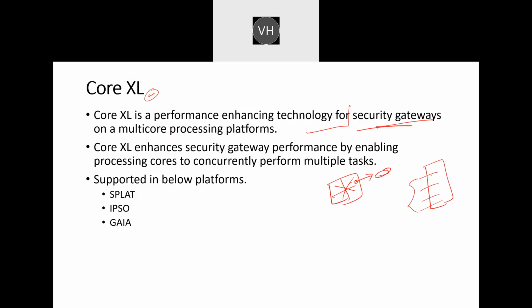So wherever we have firewalls with multi-core platforms available, Core XL will help us enhance the performance of the gateway. How is it enhancing the performance? By concurrently performing multiple tasks. Suppose you have a CPU, it is divided into multiple cores, and each core is performing multiple tasks. With the help of that, it enhances the performance. So that is about Core XL.